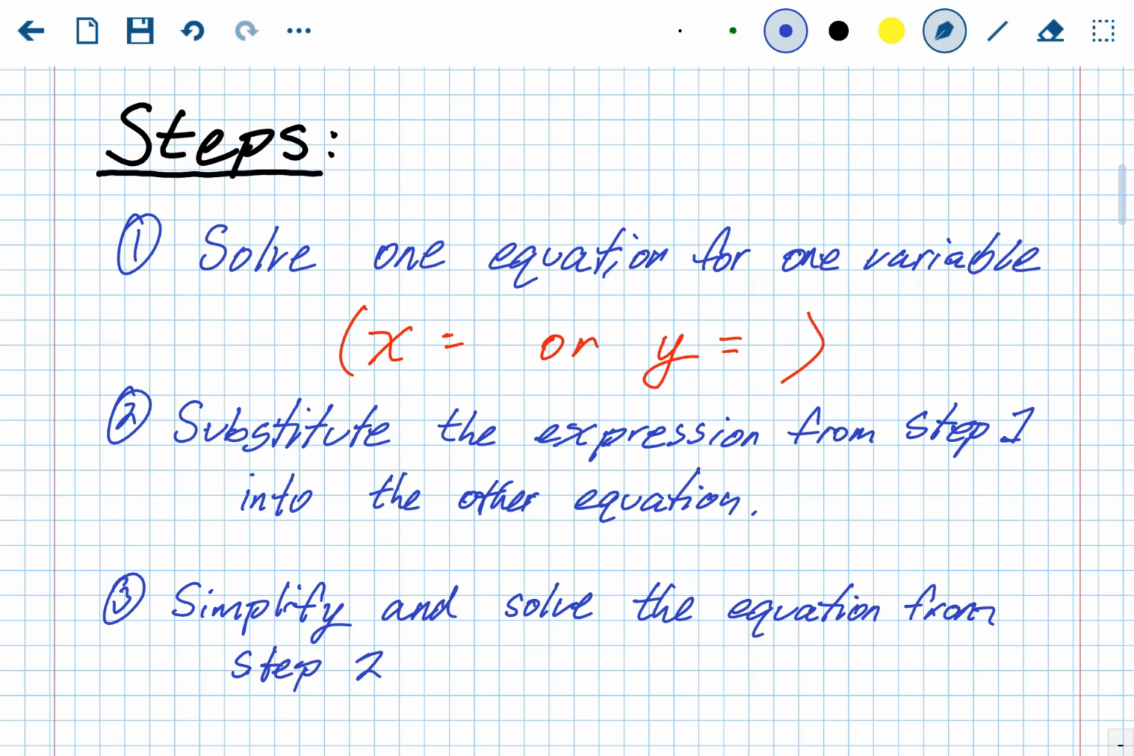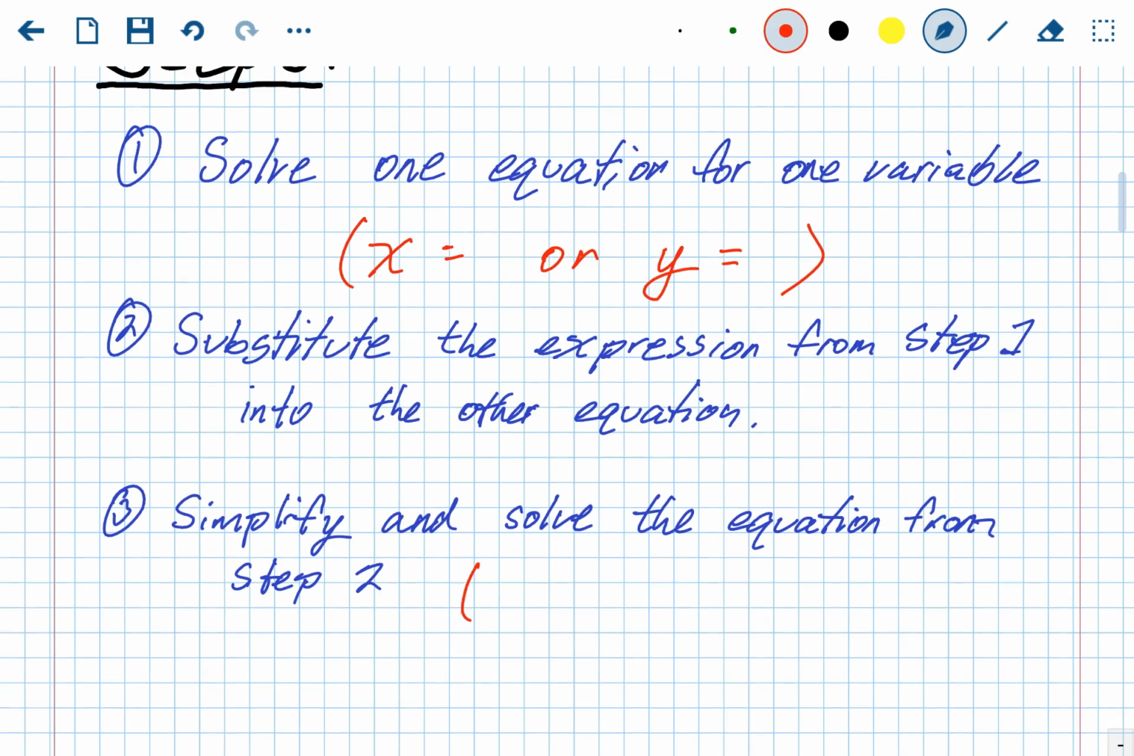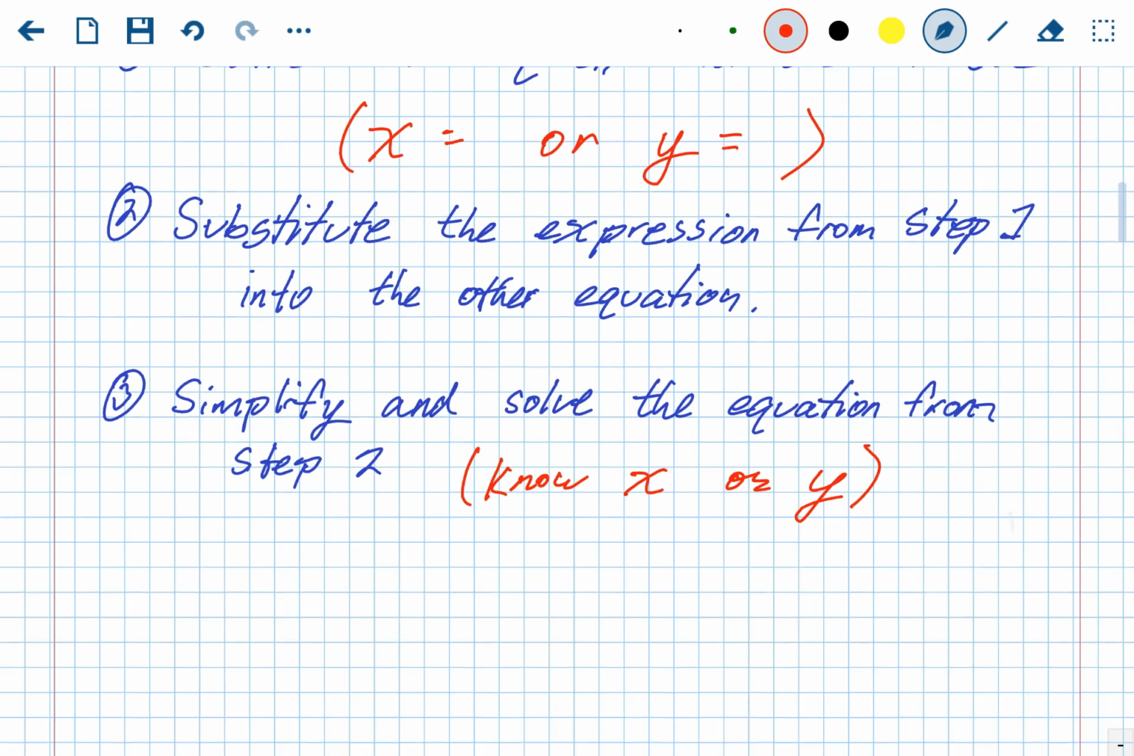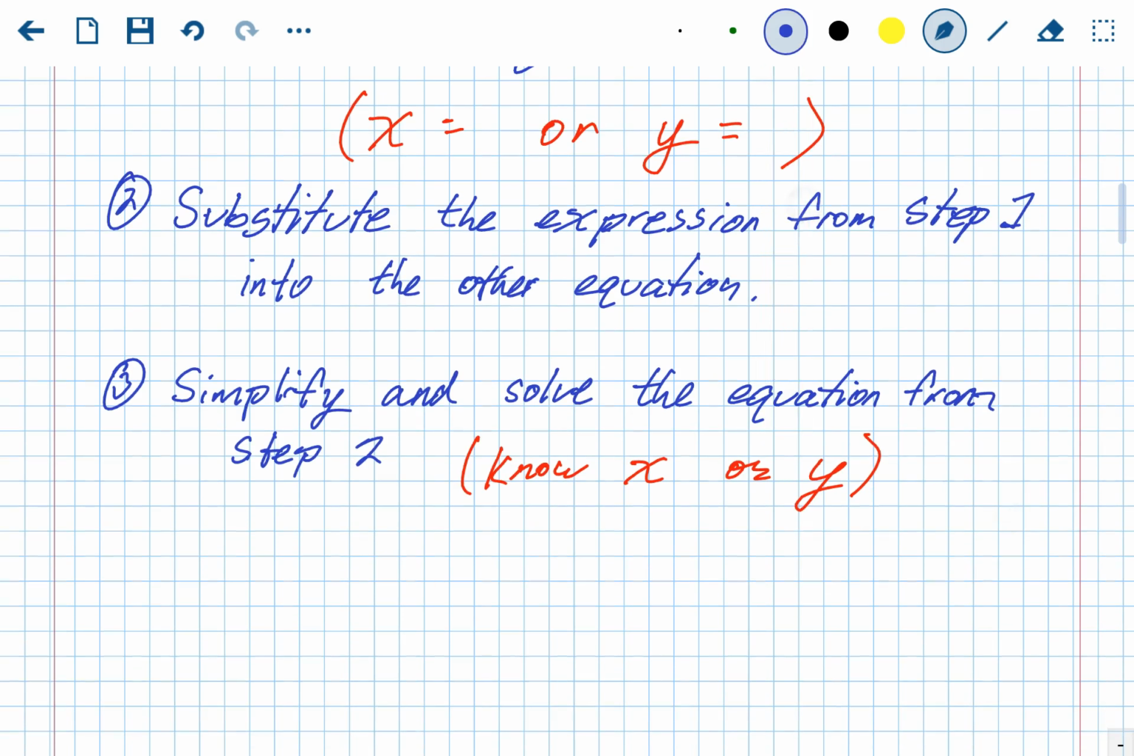Alright, so at this point, after step three, you're going to know one of the variables. So at this point, you're going to know either x or y. But remember, the solution to a system is x and y. It's that ordered pair. It's the point where these two lines intersect. So just because you know what x equals or you know what y equals doesn't mean you're done. It means you're only halfway done. You still have to find the other variable. So after step 3 will be step 4, where you find the other variable.